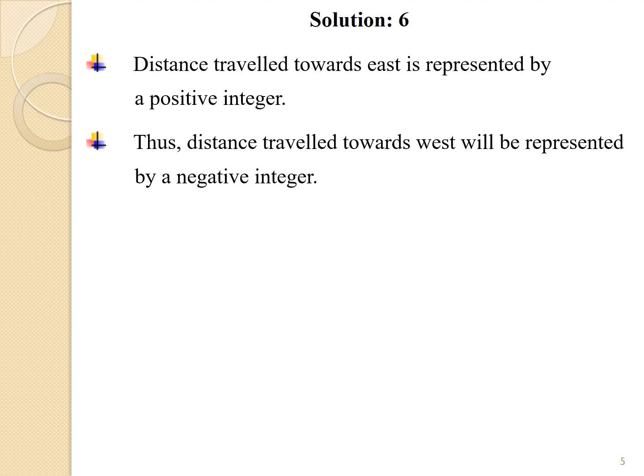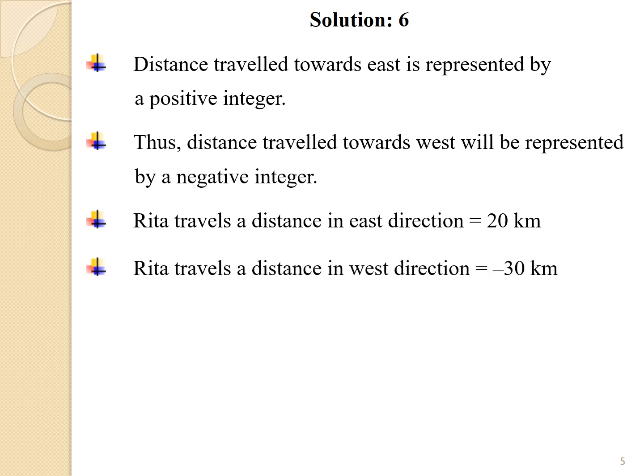Rita travels a distance in east direction equal to 20 kilometers, and Rita travels a distance in west direction equal to minus 30 kilometers. Thus, final position of Rita from A is equal to 20 plus minus 30.